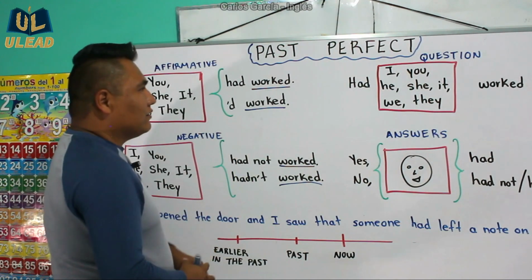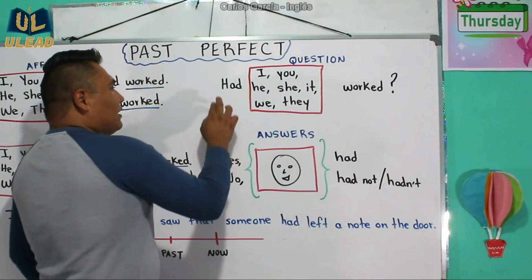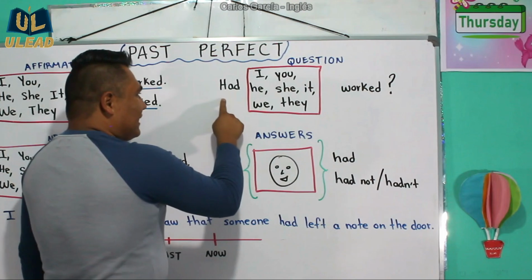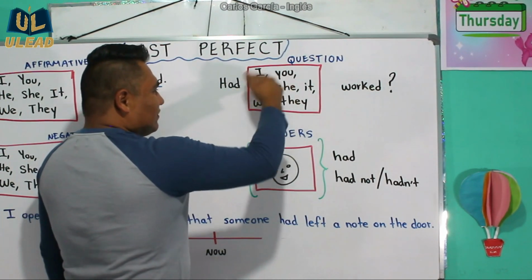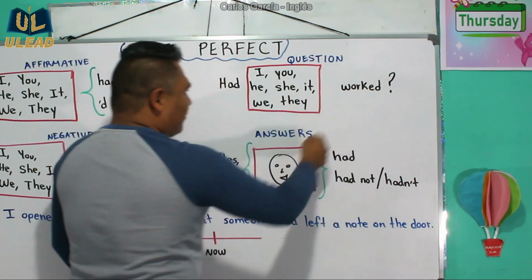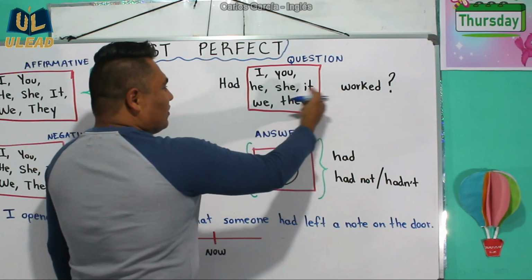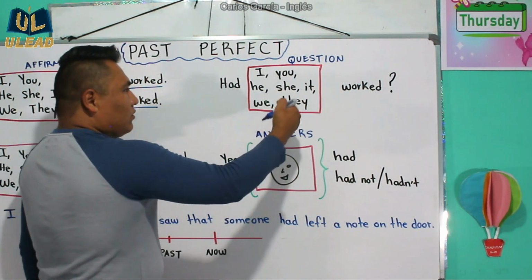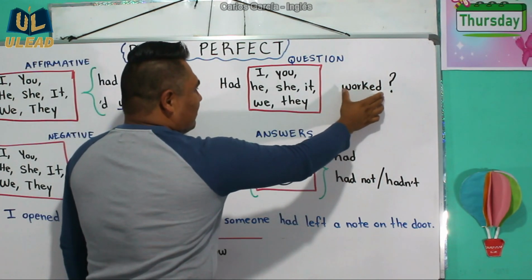Okay? So now let's move on to the question section. And the question section, had. Okay? We're going to start the question with had. Had I, had you, he, she, any of the subject pronouns that you need to use, plus the participle form of the verb. Had I worked? Had she worked? Had he come? Had you seen? Okay, so I just need to put a participle form of the verb here.